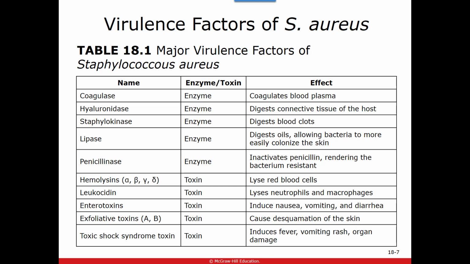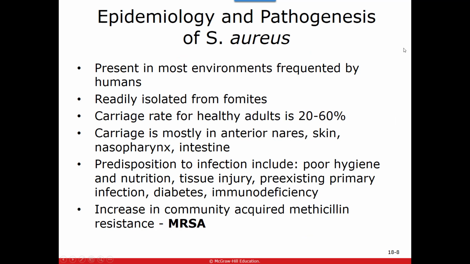It's got a leukocidin that breaks apart white blood cells, enterotoxins that usually cause some type of food poisoning type symptoms, exfoliative toxins, which actually cause the shedding of our skin, and then a toxic shock syndrome toxin, which causes fever, rash, blood pressure issues, organ damage, all bad things. All good for the bacteria, because a lot of these things allow the bacteria to get to different places in the body.